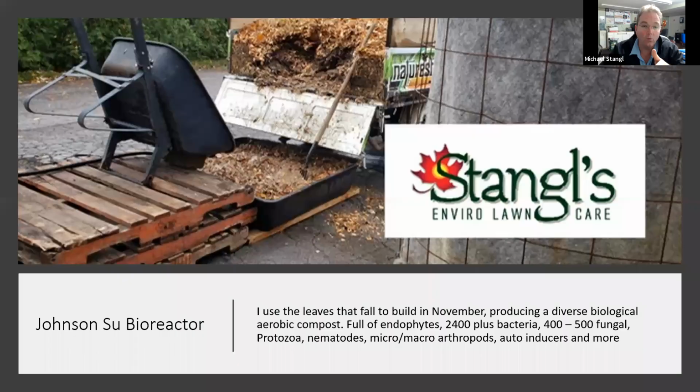What I'm getting at, this is what my fall leaves become. I make a compost out of it. I put it in my truck, that's my 3-liter Toyota from Japan. I fill it with leaves. Then I wet it, I let it drain, and then I put it in what we call a bioreactor. I fill it up, but there's tubes in the bioreactor too. And down there in the bottom, you can see that's full of endophytes, 2,400 plus bacteria, 400 to 500 fungal. Actually, that's 2,700. It should have been protozoa, nematodes, micro, macro, everything.